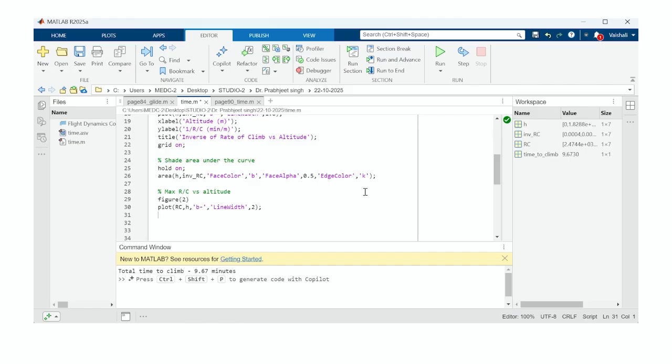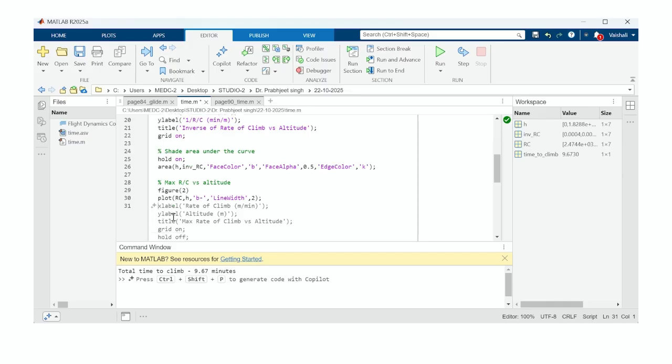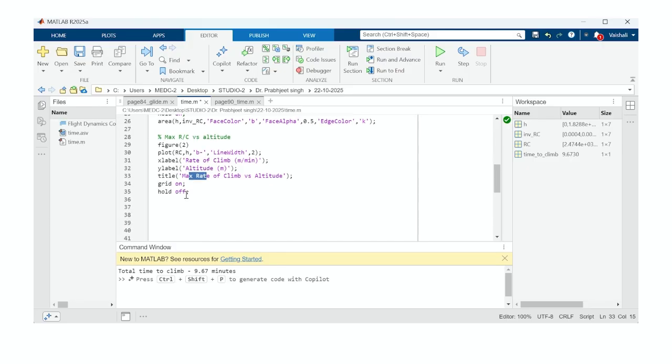And then let me write here X label and Y label. So X label, this has automatically appeared here because of the copilot. So X label, we have a rate of climb, meters per minute. Y label, altitude. So title, maximum rate of climb versus altitude. Grid on or hold off, that's okay.